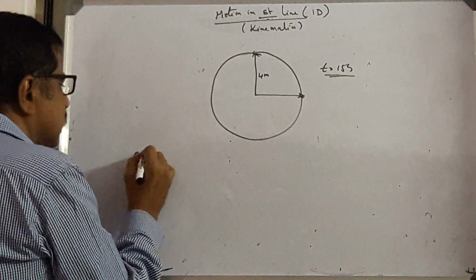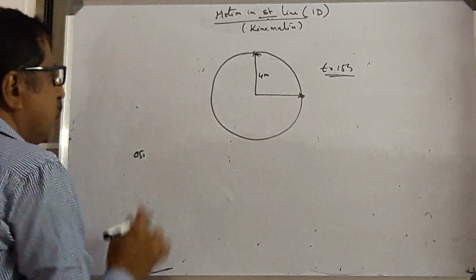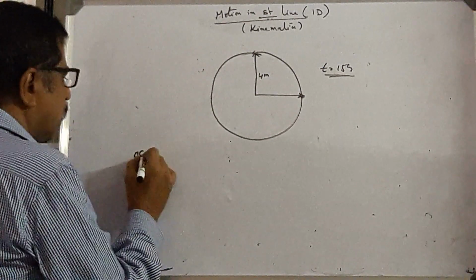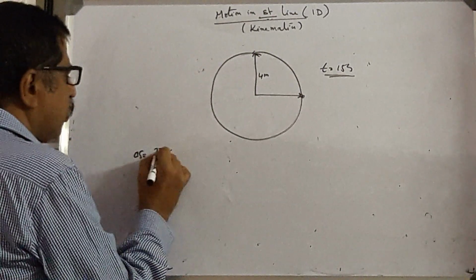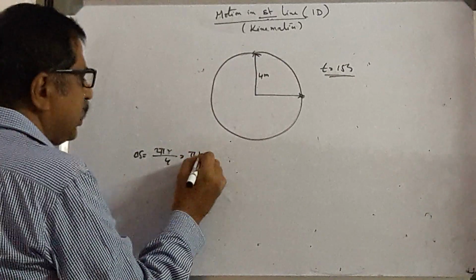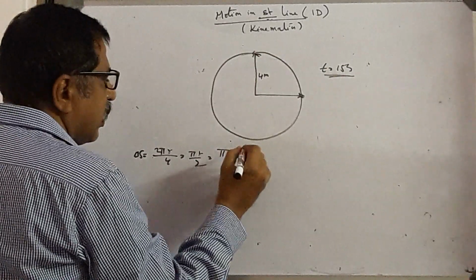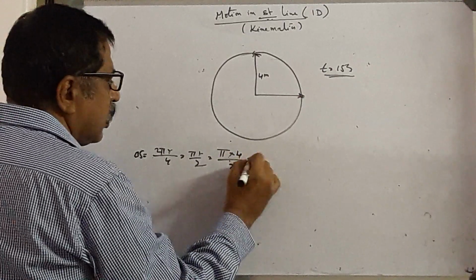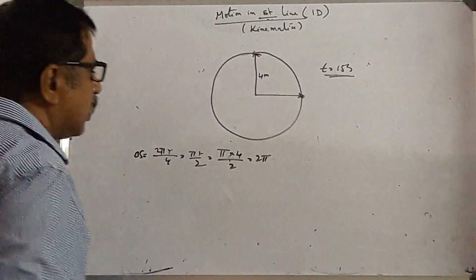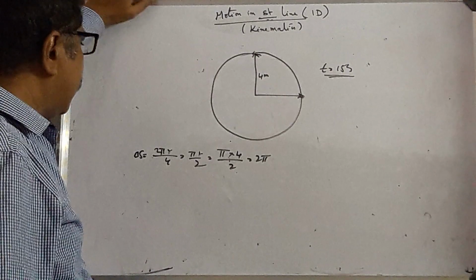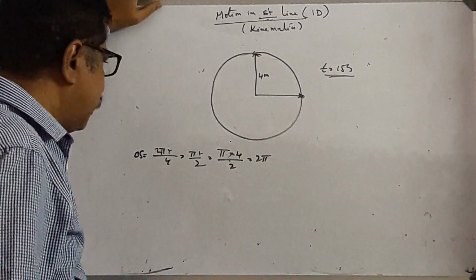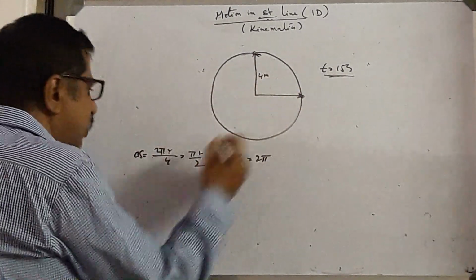Distance delta S is equal to how much here? 2 pi r by 4, that means pi r by 2. What is the radius? That is the length of the seconds hand. Here 4 by 2, that is 2 pi. That is the distance traveled. Now the total distance traveled is that much.